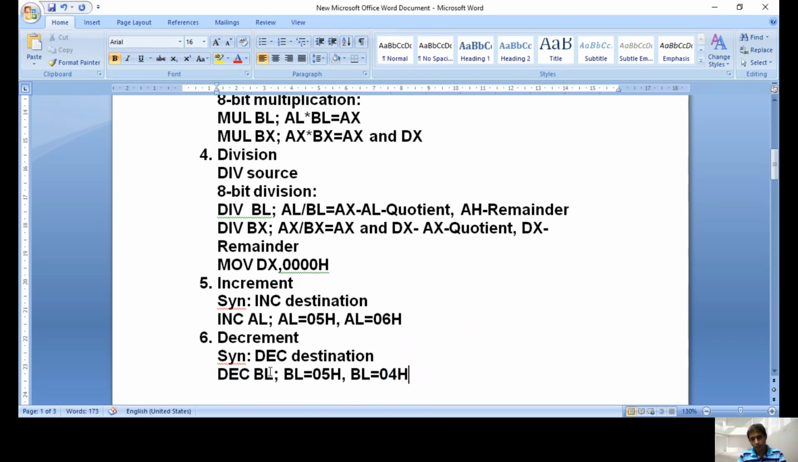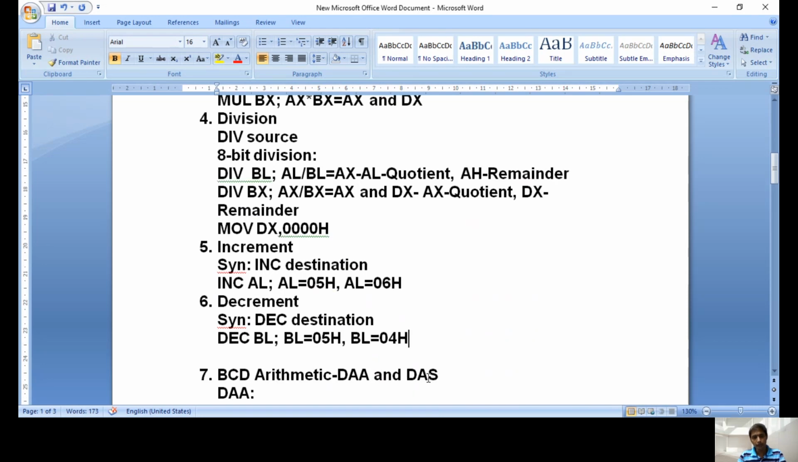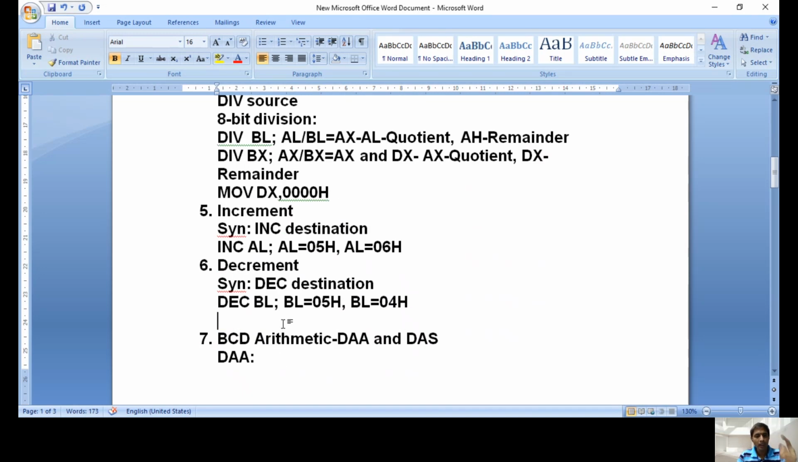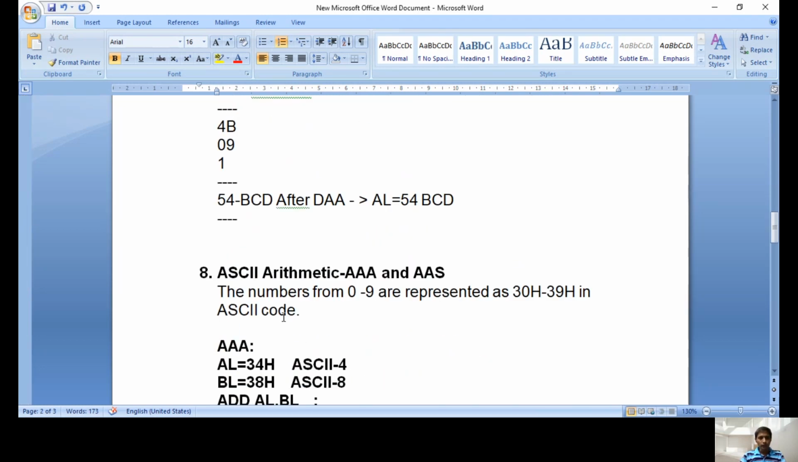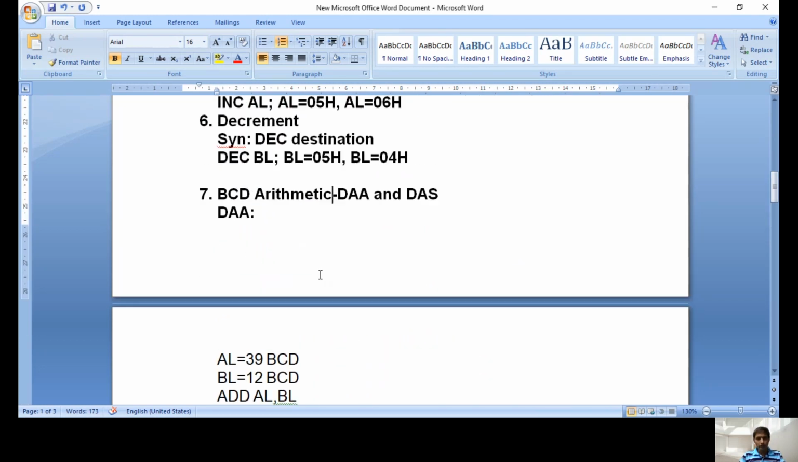Okay. So we can write DEC BX also. Then the content of the 16-bit BX register is decremented by 1. Like that, the decrement instruction can be performed on an 8-bit register or a 16-bit register also. The decrement instruction is used to decrement the destination content by 1. Then the other two are very important. One is BCD arithmetic, then the other is ASCII arithmetic. Now concentrate on how we can perform BCD arithmetic and ASCII arithmetic.